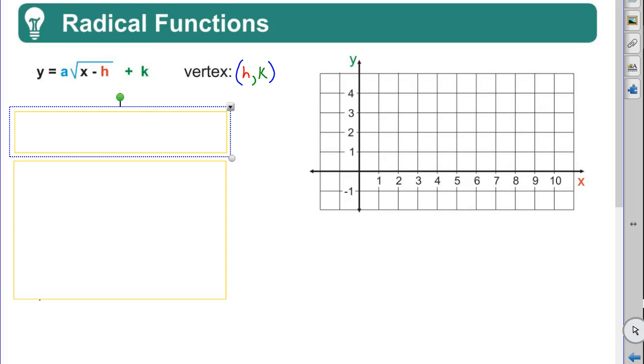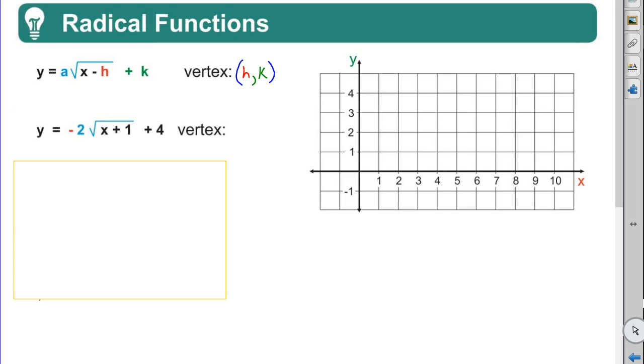So let's take a look at an example. We're going to graph y equals -2 times the square root of x plus 1, plus 4. First off, we have to determine the coordinates of the vertex, and be careful here. The value of h is when there's a 1 after the x, so technically this is minus a -1. So what is the h value? -1. The k value is straightforward: that's a 4, and that's our vertex. So let's plot our vertex at (-1, 4), and we're right there.